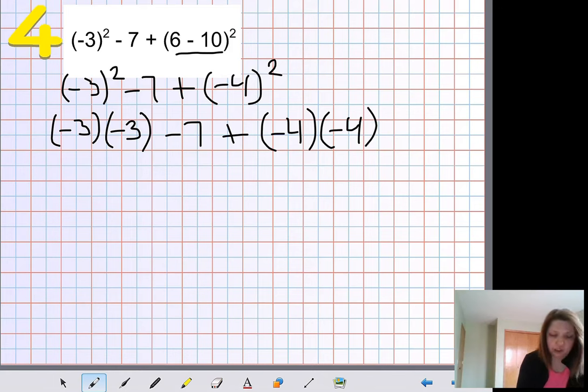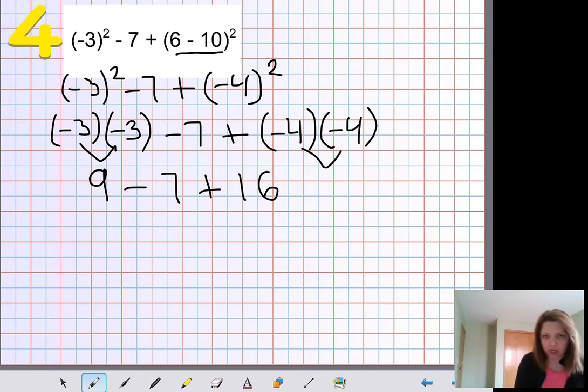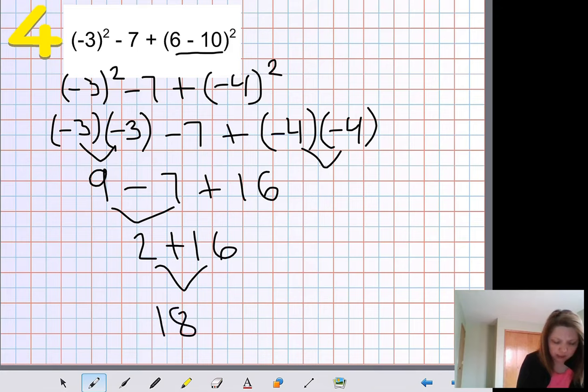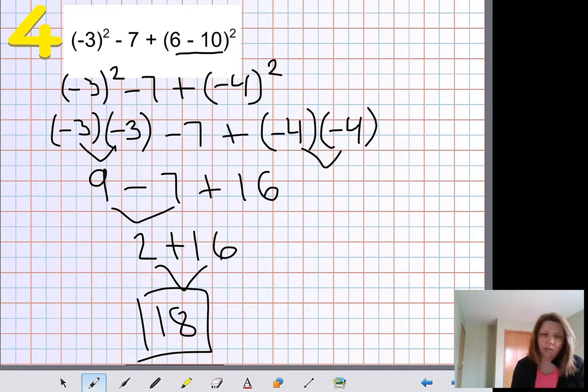I just want to show you, with the exponent to the second power, what it means to have those negative integers inside the parentheses. So negative 3 times negative 3 is positive 9, minus 7, plus negative 4 times negative 4 is positive 16. So we simplified up to the point when we have only addition and subtraction. Starting from left to right, 9 minus 7 is 2, plus 16. 2 plus 16, final answer will be 18. And with this, I will conclude that example.